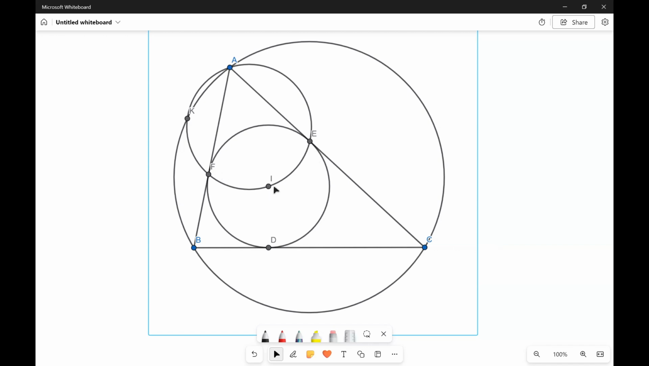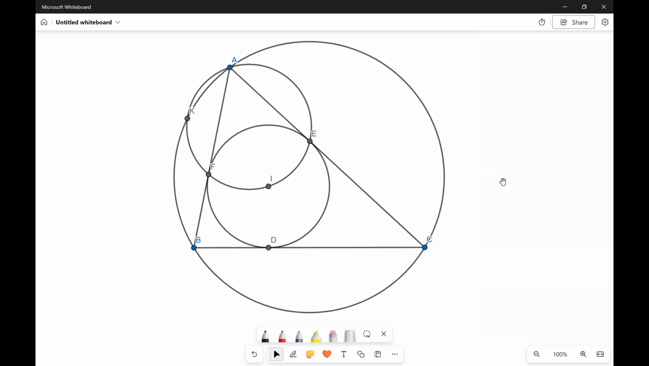And the circle going through A, E, and F also passes through I, since angle AFI is angle AFE is 90 degrees. It intersects the circumcircle of ABC at point K, and that's how our point K is defined. And we're going to be exploring the special properties of this point in this video.